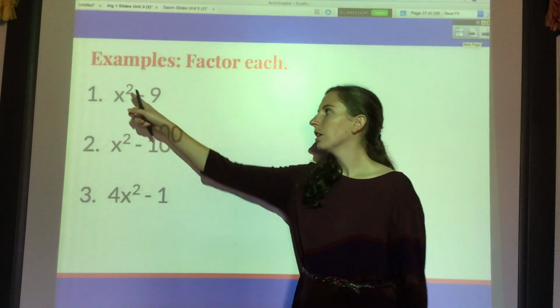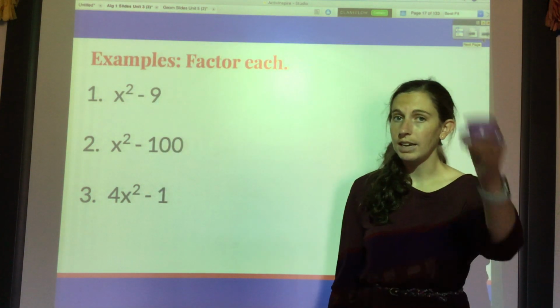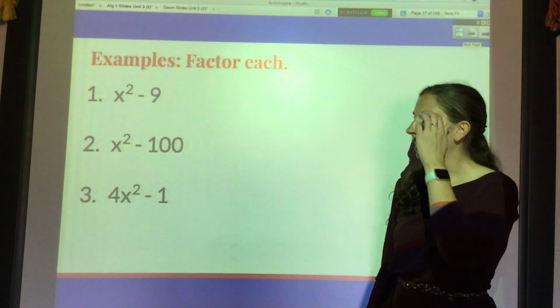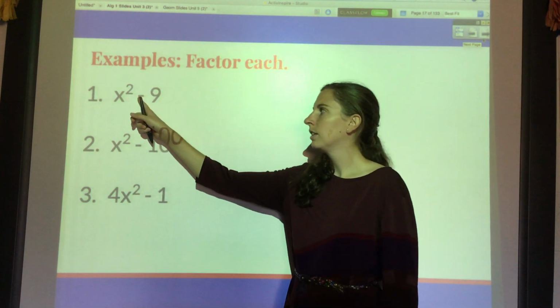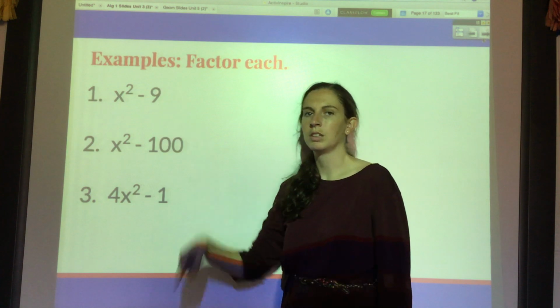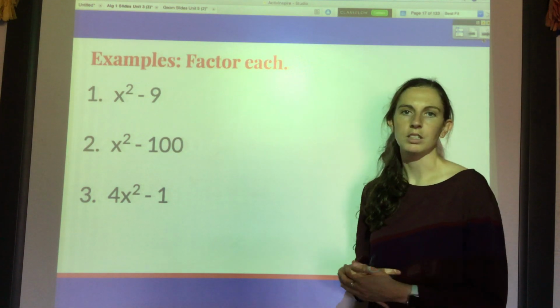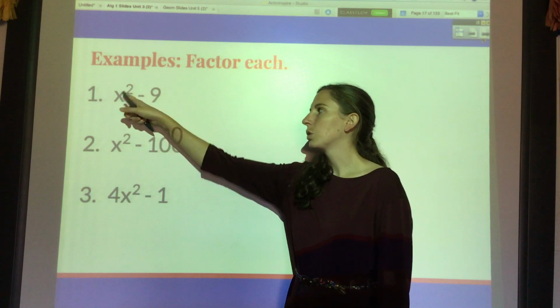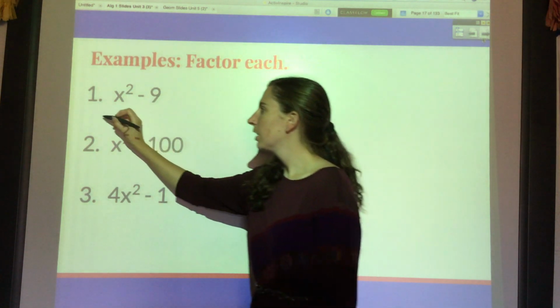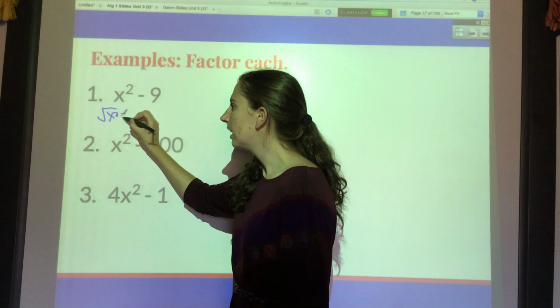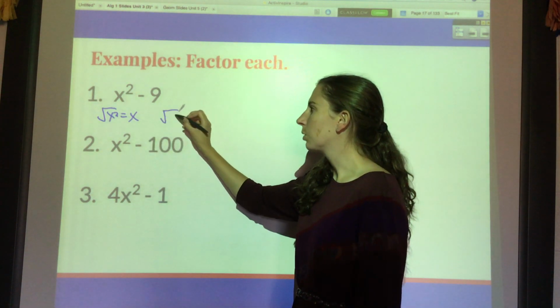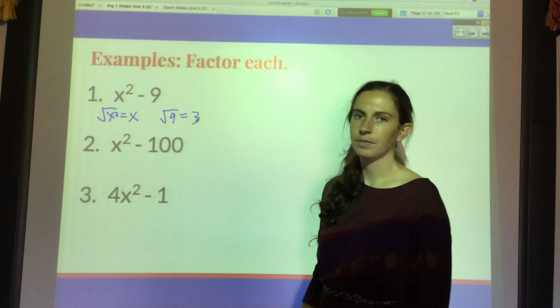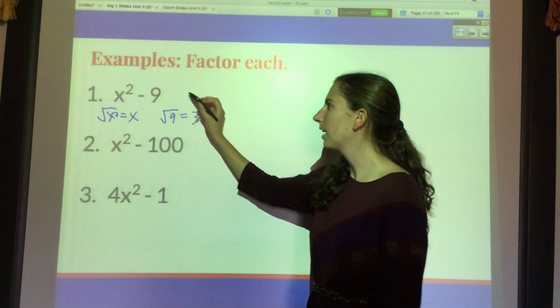note that this is two terms. You still look for a GCF at first, but there's not one here. And this is the difference of two perfect squares. This trick only works if it's the difference of two squares. So it's got to be subtraction, and they've got to be square rootable, basically. The square root of x squared is x. The square root of 9 is 3. And so this is actually the one we already looked at.